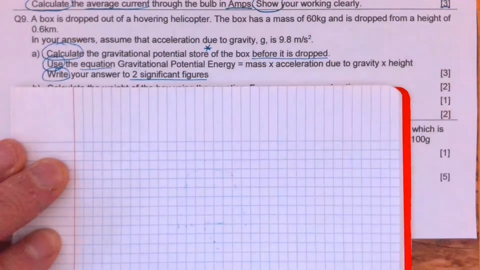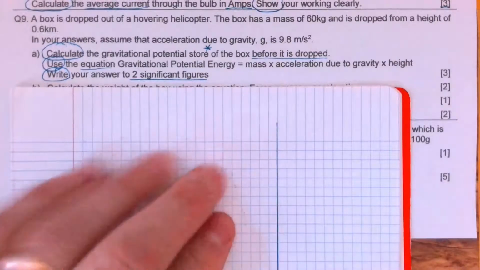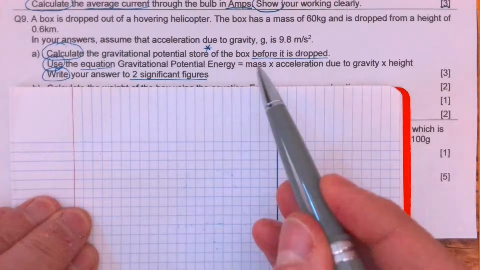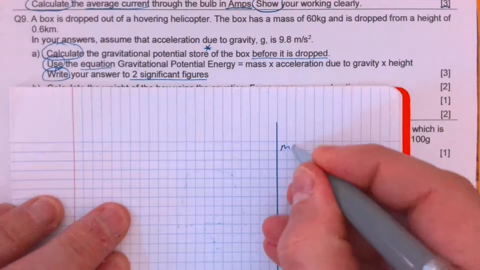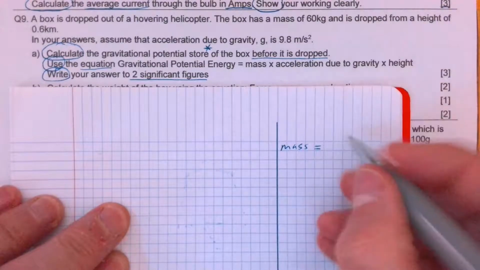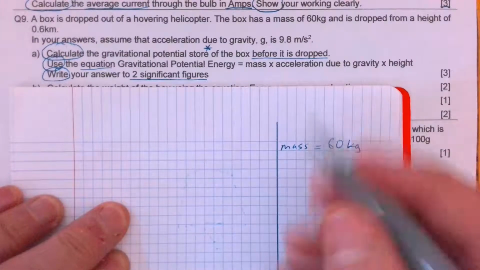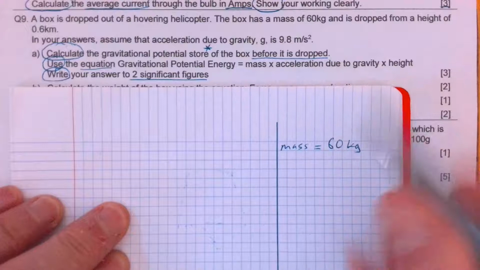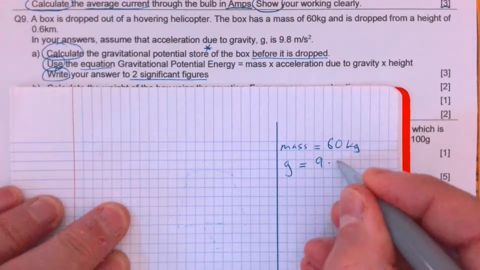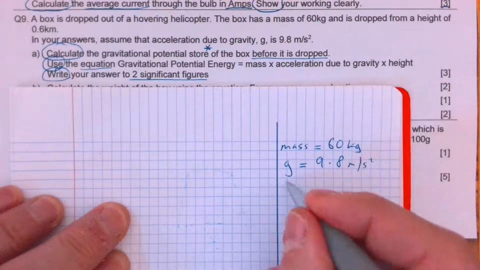Okay, so let's see. What do we need in this equation? We're working out gravitational potential energy, so we need the mass. So mass is equal to, what does it say? 60 kilograms. Okay, that's fine. I like the units, can leave it in kilograms. We need the acceleration due to gravity, which is g, and that's 9.8 meters per second squared. And we need the height.